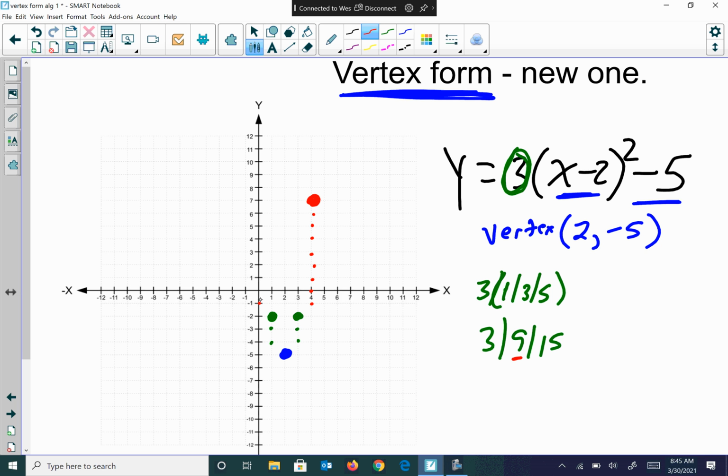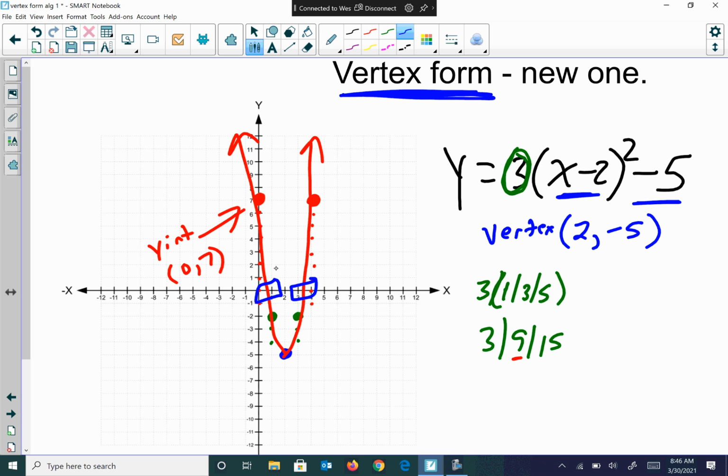Let's go left one, up 9. What is this value right here? That's my y-intercept. Very good. My pattern graph established it for me. So (0, 7) is my y-intercept. My friends, did my pattern graph show that it crosses the x-axis? Yes. Do I know the exact values right here? No, I don't know exact roots on this one.